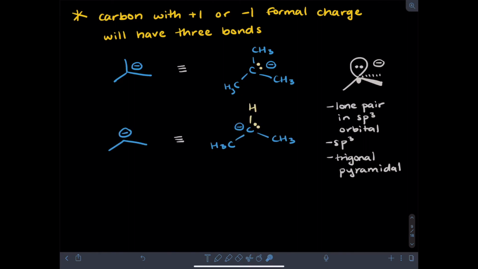If instead we have a structure where a carbon has 2 other groups attached to it and a negative charge, that carbon in reality has 3 bonds, so it has a hydrogen attached that's not shown in the skeletal structure, and it also has a lone pair. And last, if you have a carbon with a negative charge attached to just 1 other group, that carbon has 3 bonds total, so it has 2 hydrogens that aren't shown in the skeletal structure, and the carbon also has a lone pair.